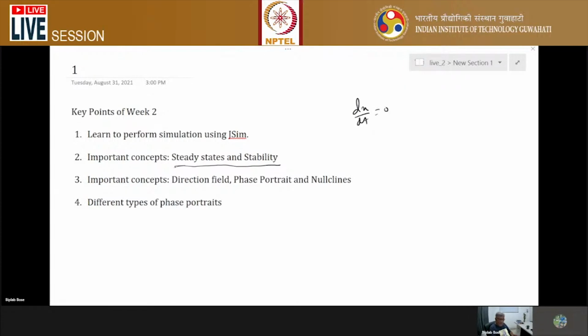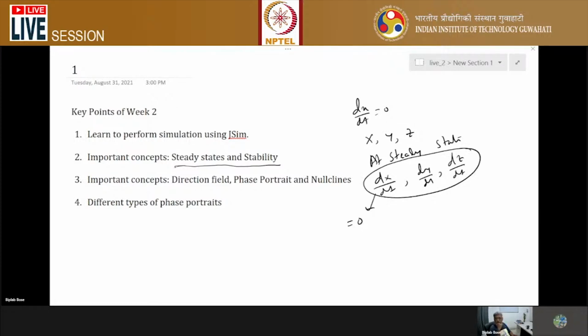If I have a system with 3 variables x, y, and z, then at steady state all the derivatives dx/dt, dy/dt, dz/dt should be equal to 0, right? So a steady state is a situation where the rate of change of all dependent variables is 0. So that is actually a steady state.